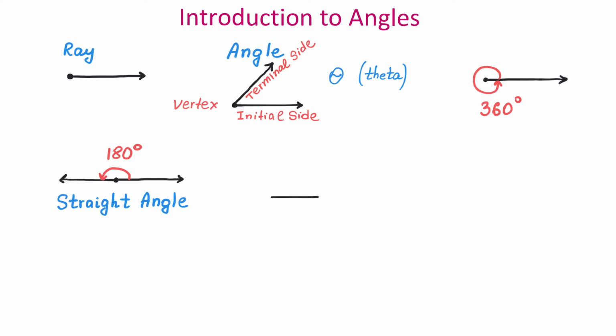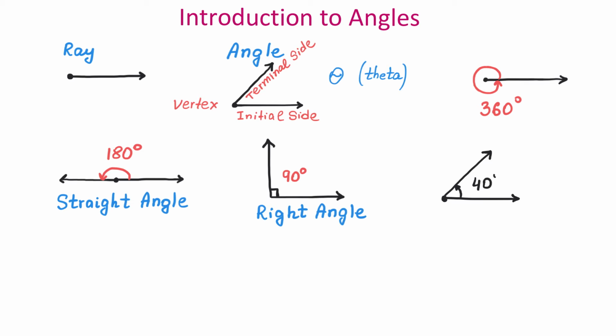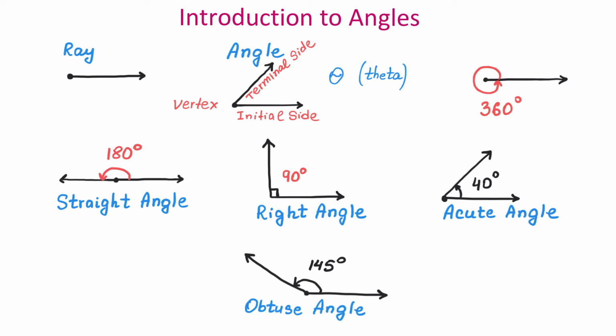Now, 1/4 of a rotation forms a right angle. The measure of this angle is 90 degrees. Now, an angle that is between 0 degrees and 90 degrees is an acute angle. For example, this angle that measures 40 degrees is an acute angle. And an angle that measures more than 90 degrees but less than 180 degrees is an obtuse angle. For example, an angle of 145 degrees would be an obtuse angle.